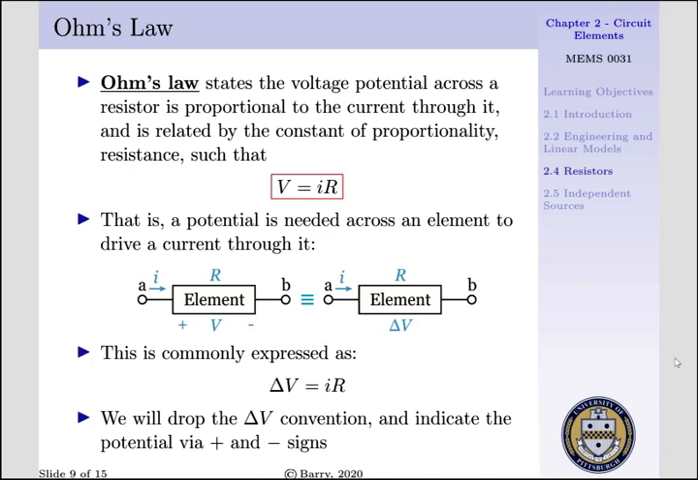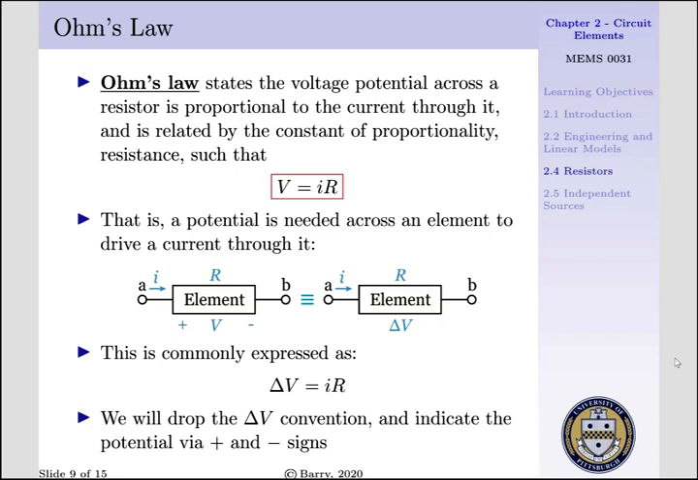That is, there is a potential that is needed across an element to drive current through it. The picture below shows that we have a voltage potential V existing across a resistor such that current I is able to flow through it. This is synonymous with saying delta V exists across our element such that I is drawn through our resistor R. Without a voltage potential, no current can flow through our resistor.